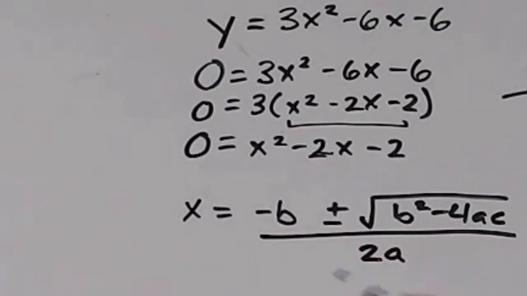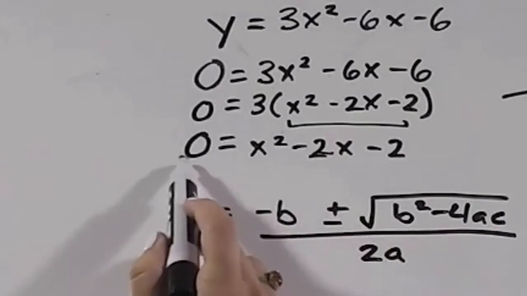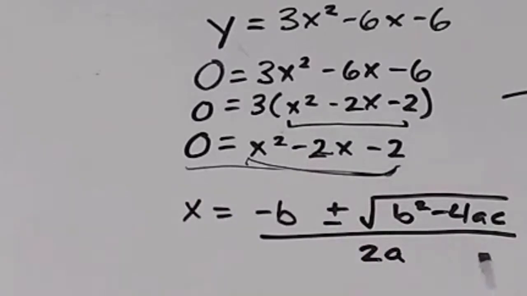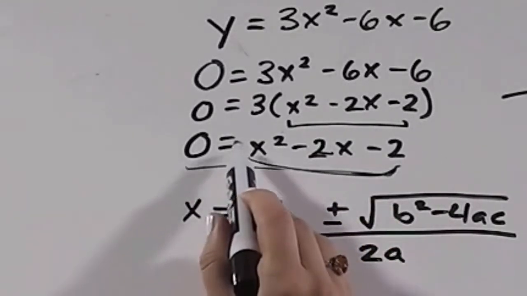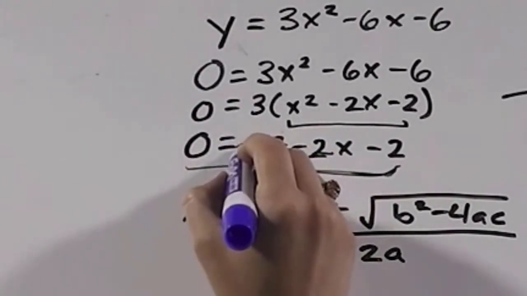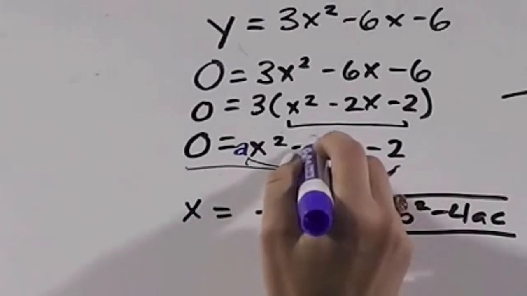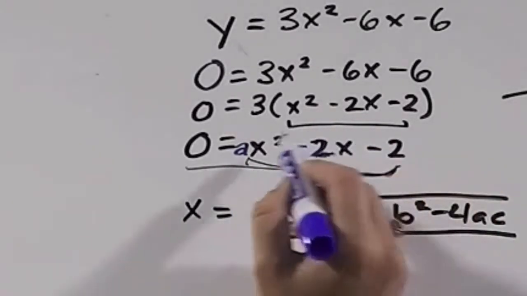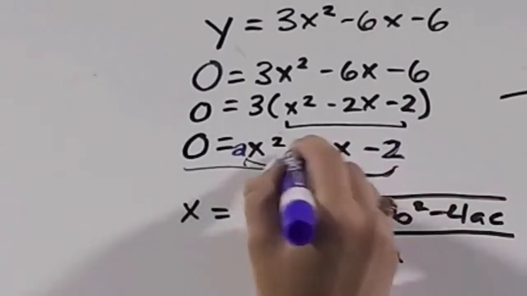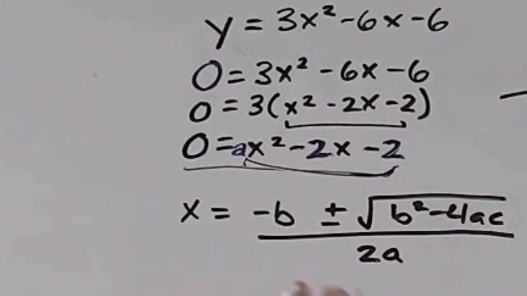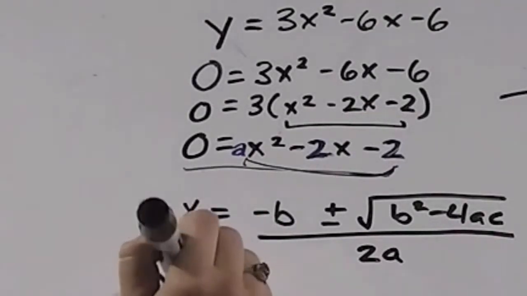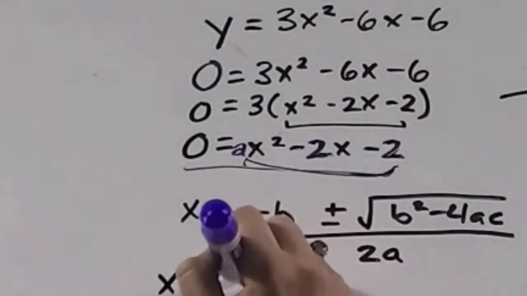Now, this way it's very easy to just plug in values. You make sure that you have the form of the function where it's a quadratic set equal to 0, and that'll tell you that your a is whatever constant is out in front of x squared. Your b is whatever constant's out in front of x. And your c is whatever constant is all by itself, not touching a variable.